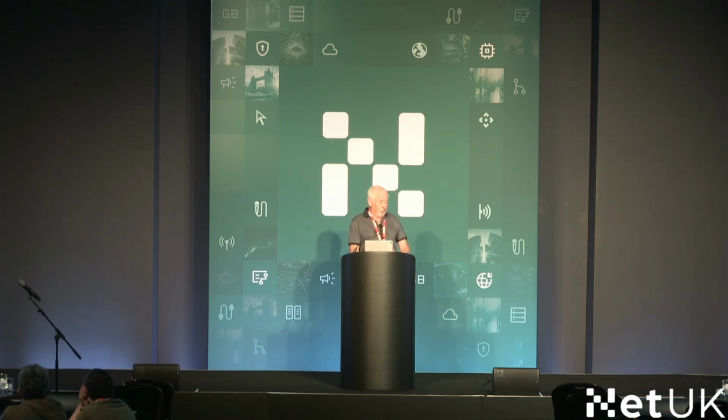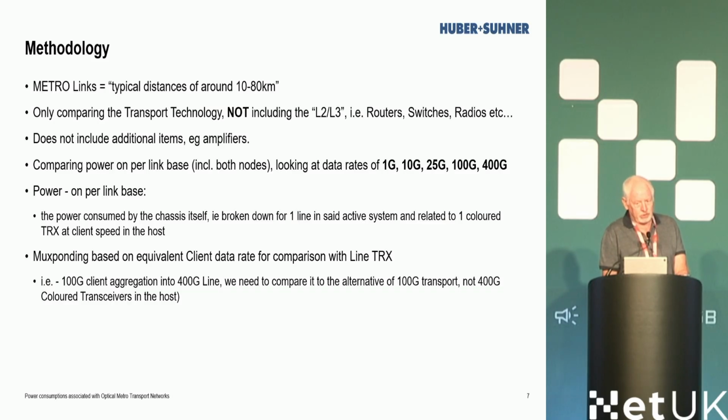So I'm moving ahead now, looking at what we're doing here. We looked at metro links, typically 10 to 80 kilometers. In Europe, it very rarely goes over 40 kilometers. In a 5G radio world, it's 15 kilometers max because of latency issues. So we're looking at the transport technology in terms of power usage. We're not looking at the layer 2, layer 3 devices, and we're not looking at amplifiers because this is short haul. We're comparing the power usage at 1 gig, 10 gig, 25 gig, 100 gig, and 400 gig, and it's a one-for-one service.